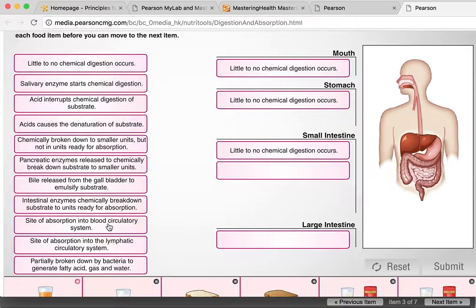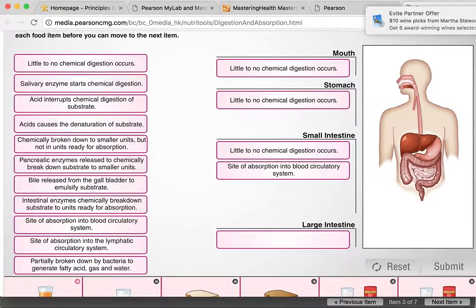However, this is the site of absorption for your sugars, and it always goes into the blood circulatory system. It's only going to be your fat that's going to go into the lymph system. So the small intestine is where you're going to do most of your digestion and absorption for all of these nutrients.